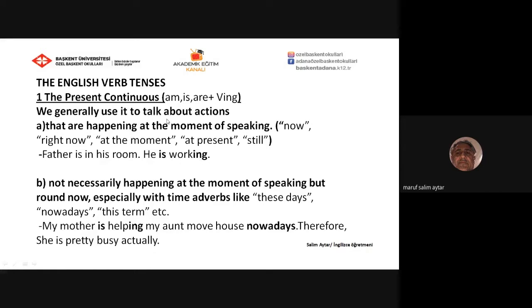We use this tense also to talk about actions not necessarily happening at the moment of speaking, but around now, especially with time adverbs like these days, nowadays, this term, this year, this week, today, for example. My mother is helping my aunt move house nowadays. Therefore, she is pretty busy actually.